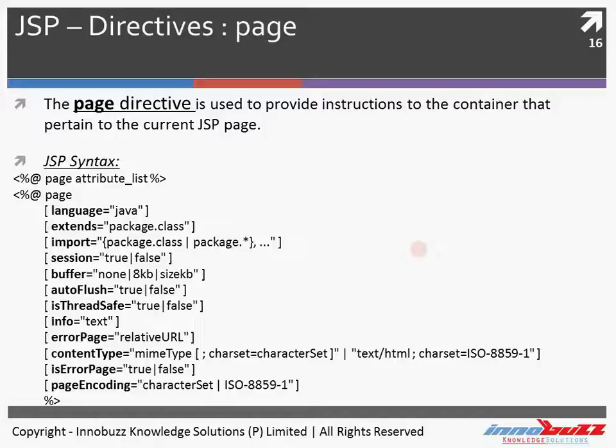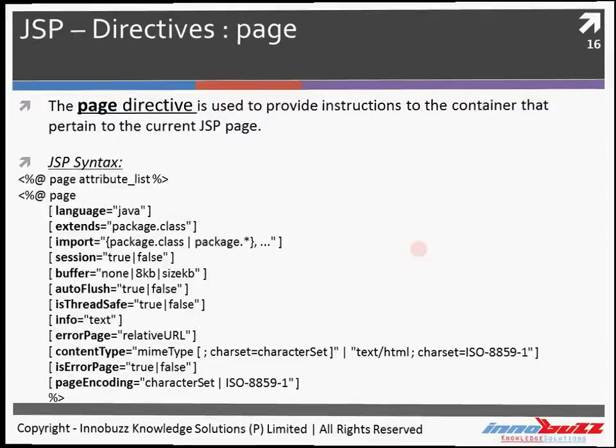And next we have is error page. So is error page, if it is true, it means the page is handling the exception. So this is one of the features or attributes of page directive to handle the exceptions. And we'll see all these attributes with practical demonstration. But knowing these attributes and the usage of it is very important. This page directive is also one of the important elements of a JSP page.